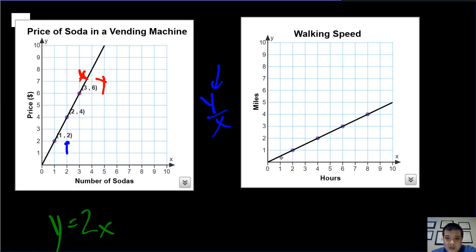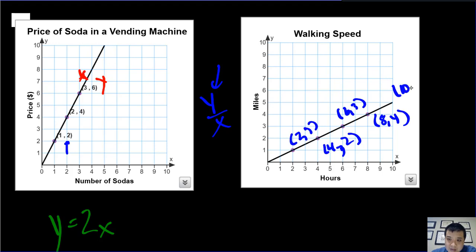Over here, it's a little bit harder to tell because this is not a given defined point that we know. But we can look at the other points to determine it, and we can see that this point right here is 2, 1. We can see the next point is 4, 2. The next point after that is 6, 3. And the next point after that is 8, 4. We could do one more if we wanted to, 10, 5. And we can use any of these points to determine what the constant of proportionality is.